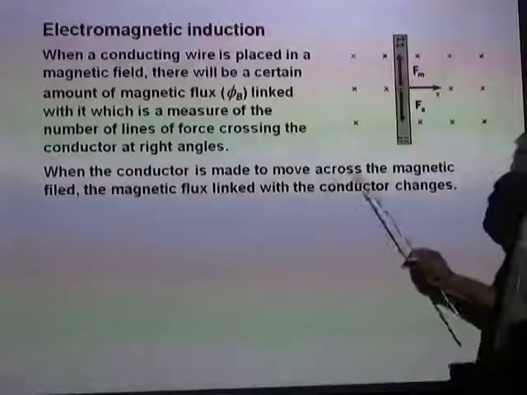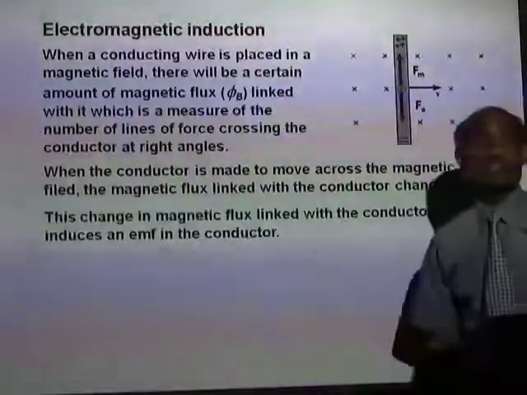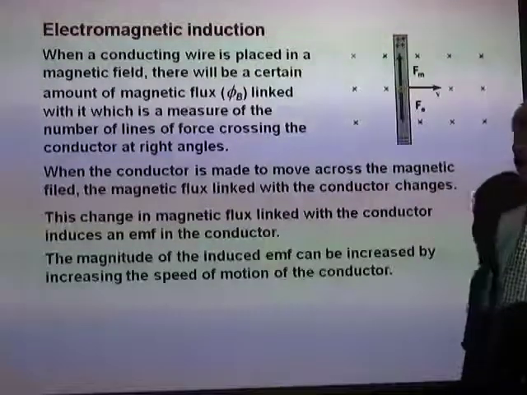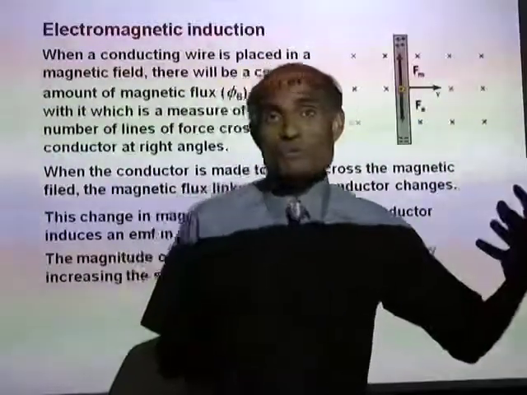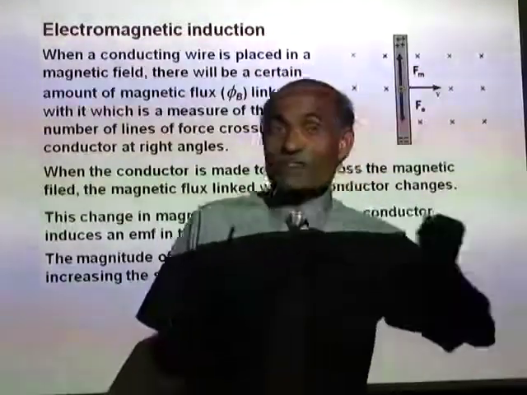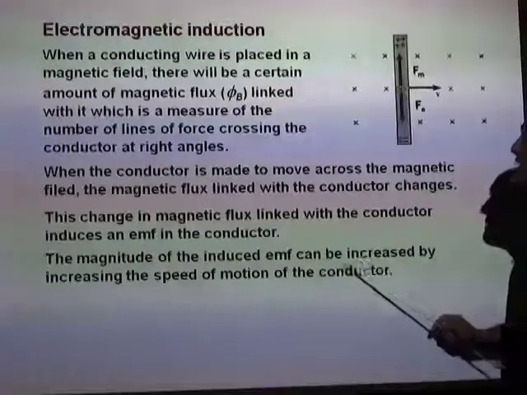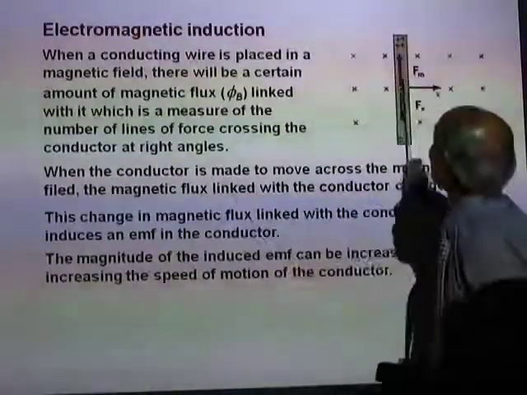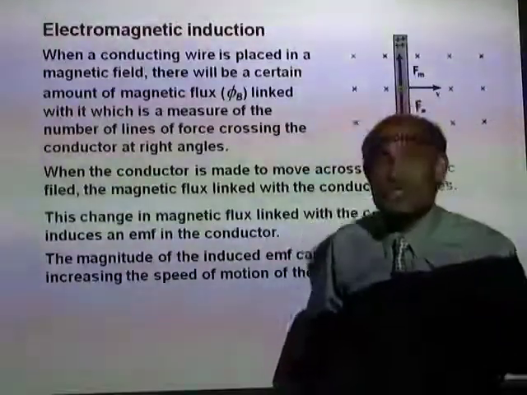When the conductor is made to move across the magnetic field, the magnetic flux linked with the conductor changes. And this change in the magnetic flux linked with the conductor induces an EMF in the conductor. What does the magnitude of the EMF depend on? If you watch the demonstration well, you know that when I move the magnet slowly, there is only a very small induction. When I move the magnet very fast, the induction was considerably larger. In other words, the magnitude of the induced EMF can be increased by increasing the speed of motion of the conductor. What does that mean? If you increase the speed of motion of the conductor, the rate at which the flux linked with the conductor changes will be greater.